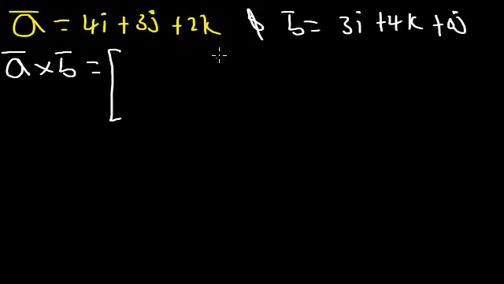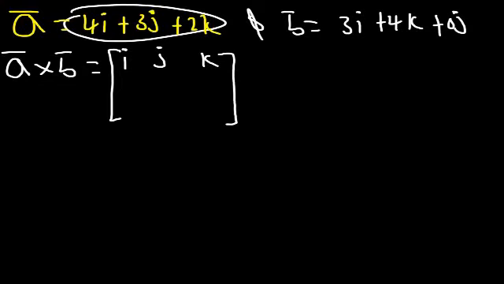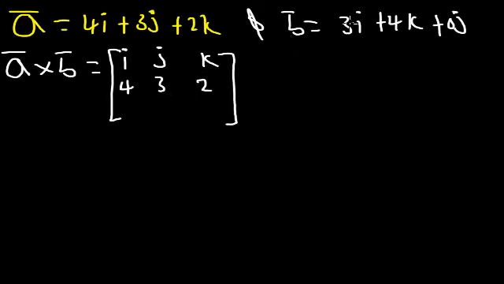To find A cross B, we need to set up a 3 by 3 matrix, whereby the first row will be full of the unit vectors i, j, k, and the second row will be the components of the first vector A. That's going to be 4, positive 3, positive 2. And the last row will be the components for B, and that's going to be 3, 0, 4, because the j comes first. Okay, to avoid the confusion, let me write it anyway. That is going to be 3i plus 0j plus 4k.